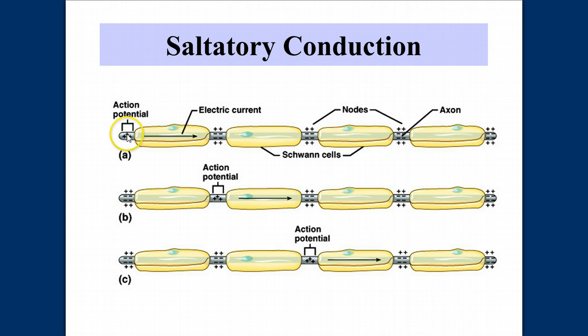It appears that the impulse will jump from one node of Ranvier to the next node to the next node, almost jumping from node to node, so it's not necessarily having to travel this distance. Scientists are pretty well unsure of what really happens, but they think that the impulse really just sort of jumps from node to node, so it speeds up the velocity of that nerve impulse. The nerve impulse can be as fast as 120 meters per second.